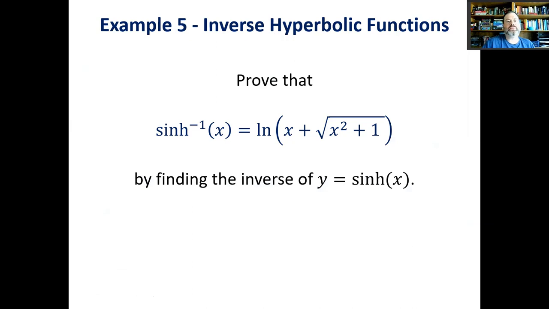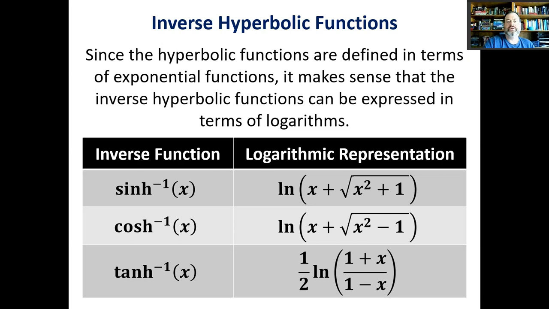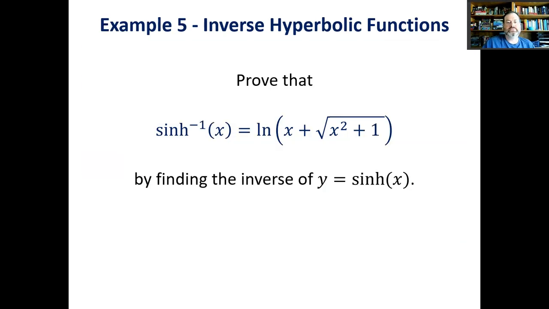All right, let's do a proof. So we're going to prove the first formula. Where is it? Right here. We're going to prove that inverse sinh, or arc sinh, or inverse hyperbolic sine, whatever you want to call it, is ln of x plus the square root of x squared plus 1. Right here.